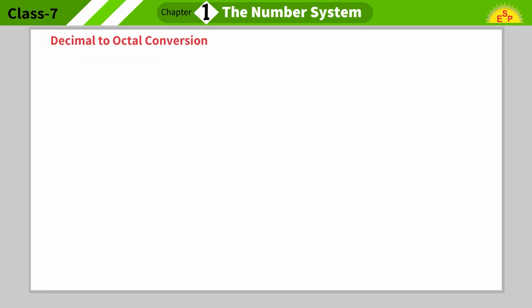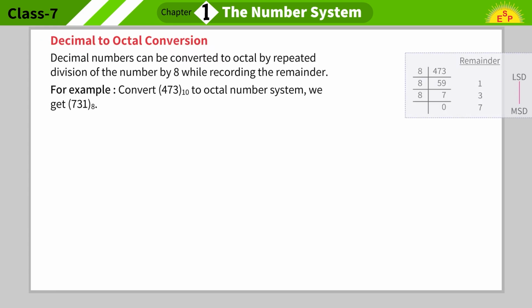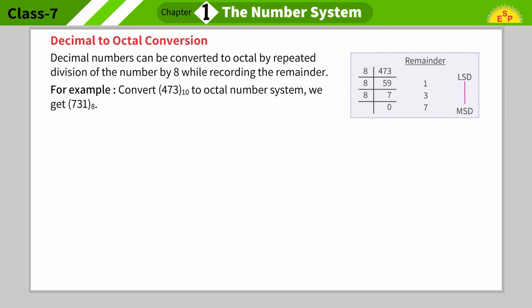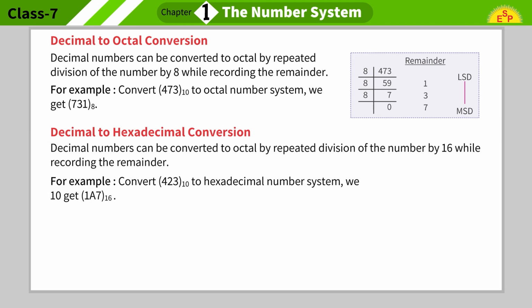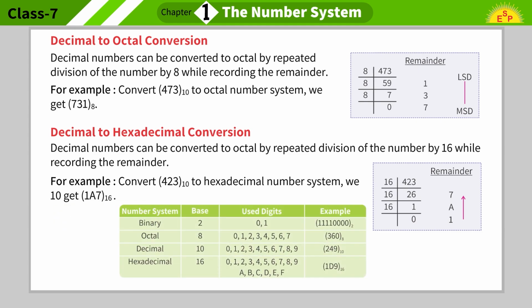Decimal to octal conversion. Decimal numbers can be converted to octal by repeated division of the number by 8 while recording the remainder. For example, convert 473 base 10 to octal number system, we get 731 base 8. Decimal to hexadecimal conversion. Decimal numbers can be converted to hexadecimal by repeated division of the number by 16 while recording the remainder. For example, convert 423 base 10 to hexadecimal number system, we get 1A7 base 16.